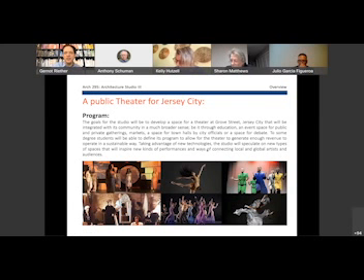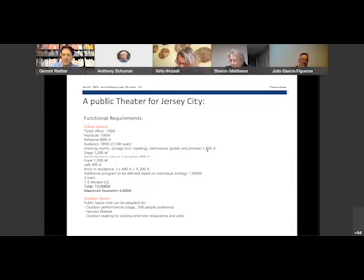The program in the second year studio in the fall semester was a community theater for Jersey City. This is the given program requirements. The total square footage was about 10,000 square feet, and there was a maximum footprint of 4,000 square feet. And one program component was to be defined by the students, which was 1,000 square feet. So that could be a bar or a restaurant or a store or something like that.